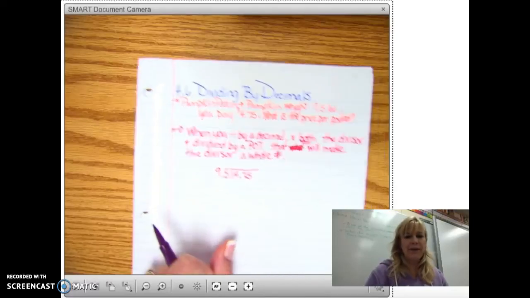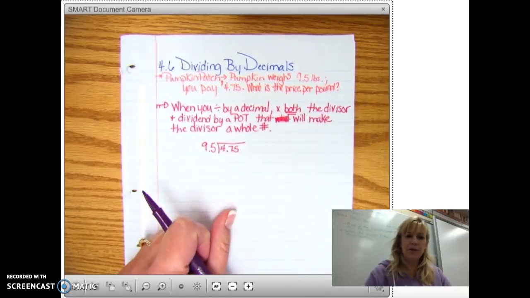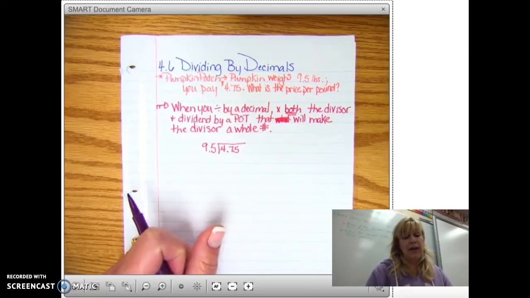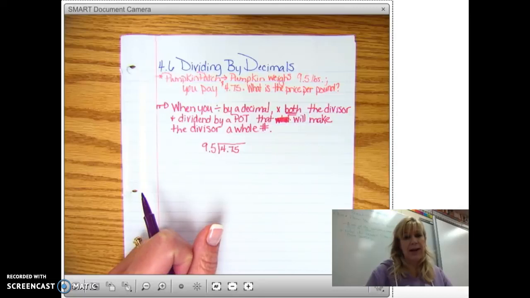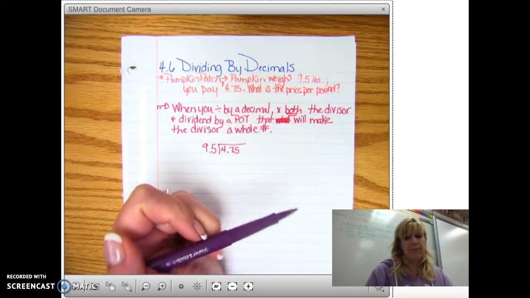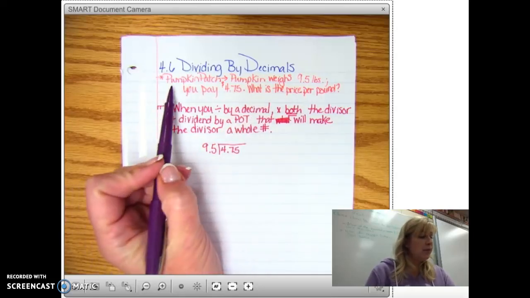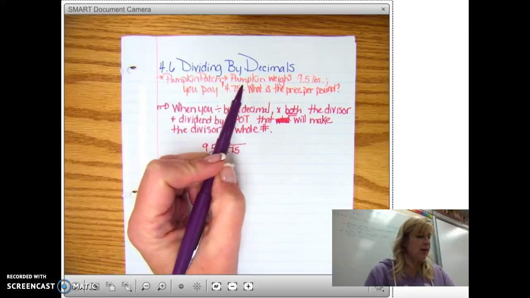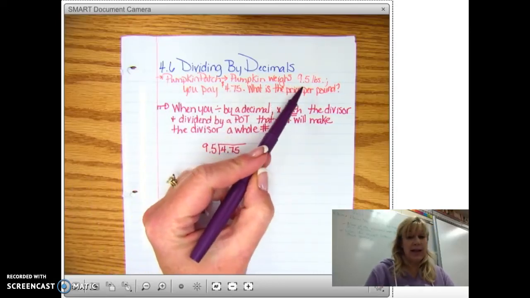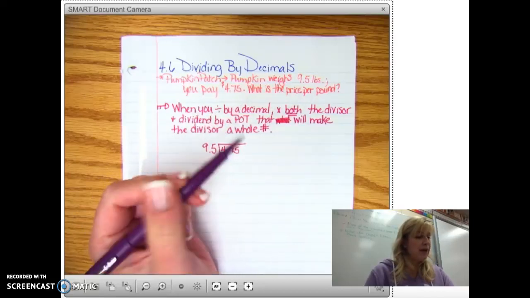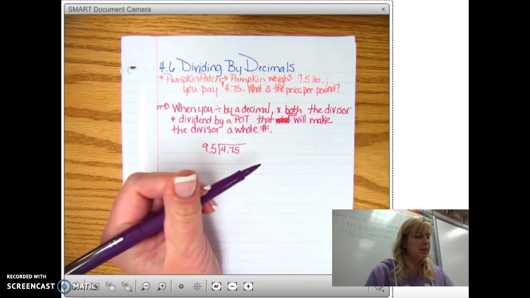Hi everybody, today we are going to use what we have learned before in dividing decimals by whole numbers, and with the power of 10 lesson we had in 4.5, we are going to divide by decimals. So I'm going to give you an example of if you go to a pumpkin patch and you buy a pumpkin that weighs 9.5 pounds and you pay $4.75 for that pumpkin. What is that price per pound?